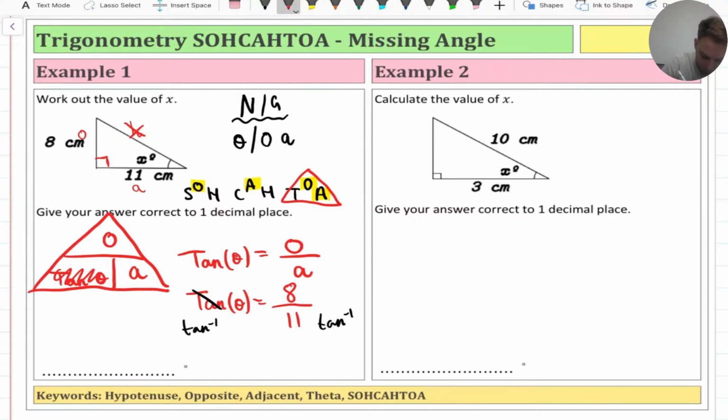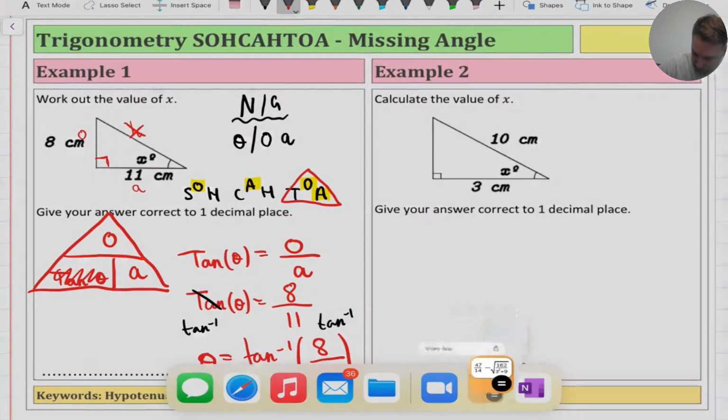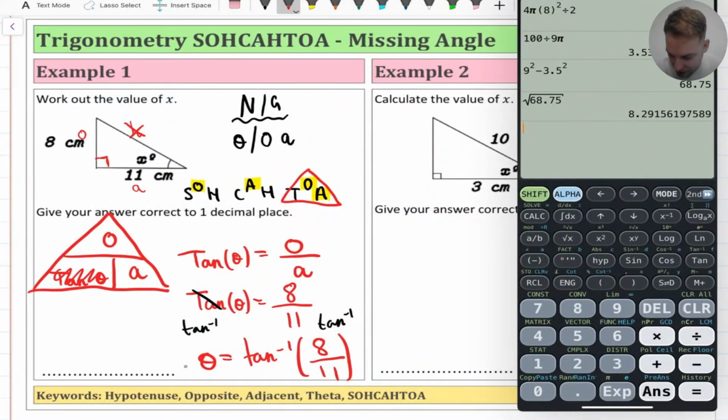This is the last part, which is new. Theta is equal to tan to the minus 1 of 8 over 11. So let's type that into my calculator, and I'm going to show you where that is.